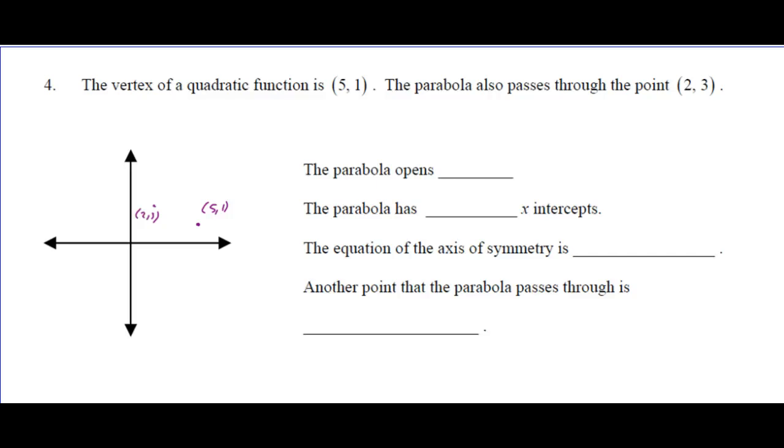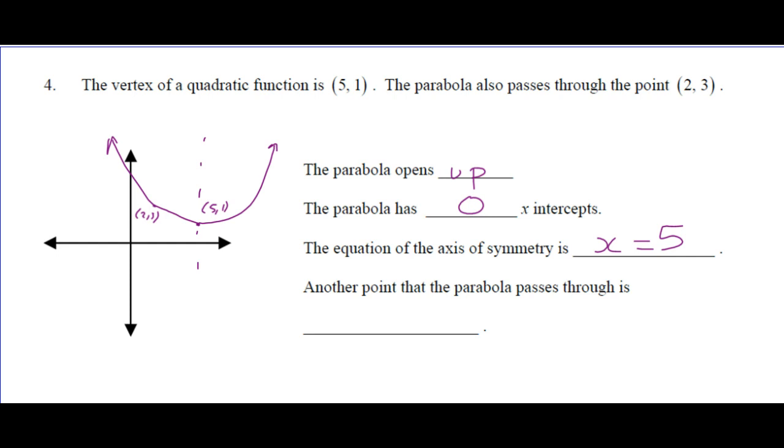Okay, which way does it open? It opens up, right? So the parabola's got to look like this. So it opens up. How many x-intercepts? 0. It opens up, and the vertex is above the x-axis, so there's no intercepts. The equation of the axis of symmetry is x equals 5. Remember, x is equal to the x-coordinate of the vertex.